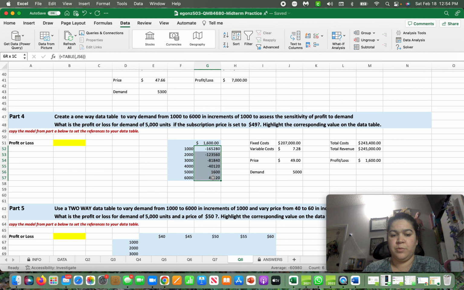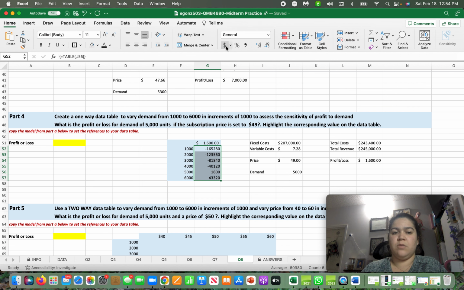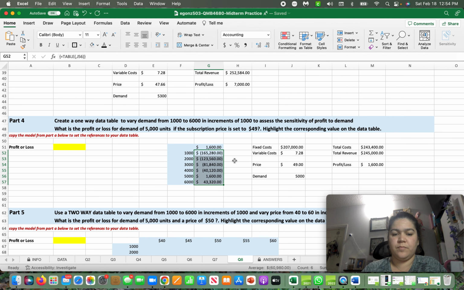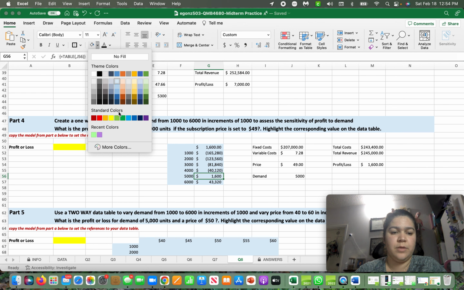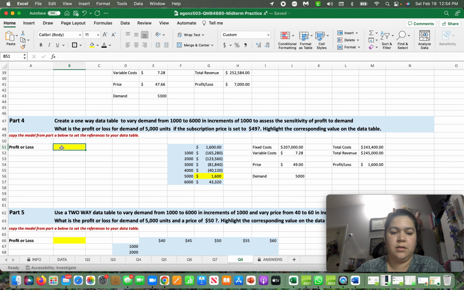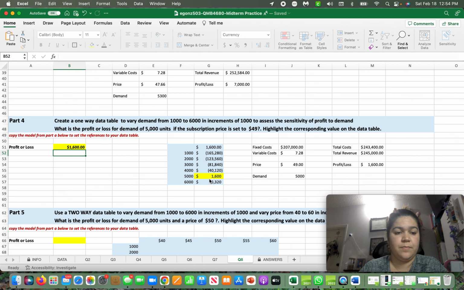So we have some numbers, positive and negative, profit and loss. We're gonna put it here. So they want us to know what is the profit or loss at a demand of 5,000 units. 5,000 units at the price of $49, we will have a profit of $1,600. She wants us to highlight it, so I'm gonna go back here and highlight it, and then in here I'm gonna go back and reference this cell.